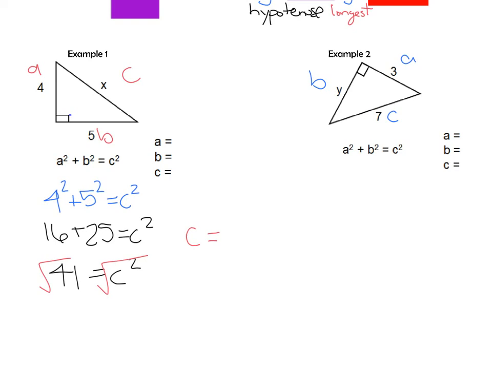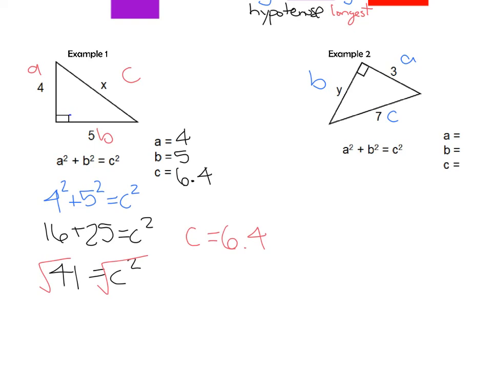So we're probably going to end up with a decimal answer. And if we do have decimals, let's just round to the 10th. So we would end up with 6.4. So our A value was 4, B value was 5, and our C value ended up being 6.4. A way to check yourself is that your hypotenuse should always be the longest side. So if this number is not longer than the other two, then you know that there's probably something wrong. Example 2.